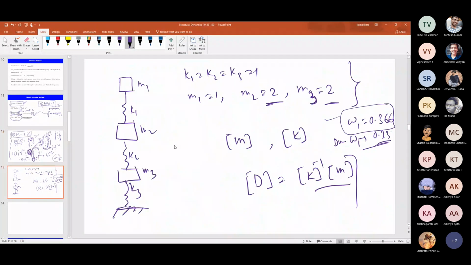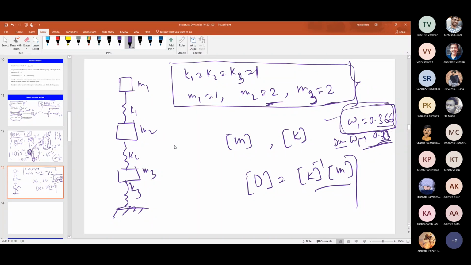So please solve the problem that we did in the last class. If I remember correctly, we got the exact fundamental frequency 0.366, and using the Dunkerley method, we obtained 0.333 radian per second. I hope this is the problem. Just check with your last class notes whether this is the problem or not.